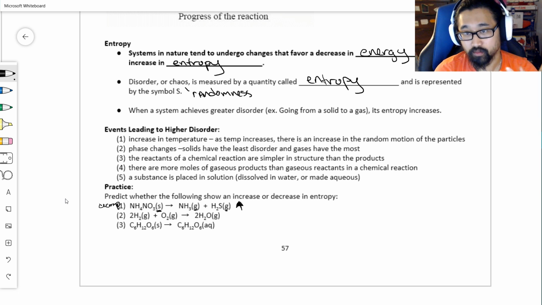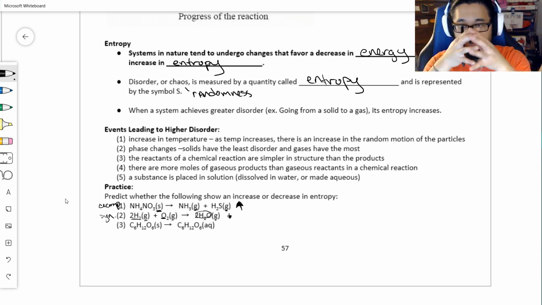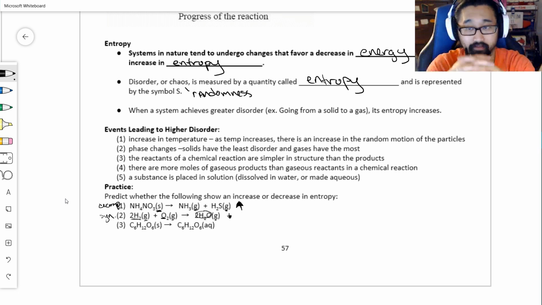And I said that would be an increase in entropy. For number 2, if I look, they're all gases, so it's not super helpful with the phases, but I have 2 reactants, and I only have 1 product. This is a synthesis, which means entropy goes down. I'm taking multiple things, combining them into one thing, right? That's more organized. My organization before was 2, now I have only 1.